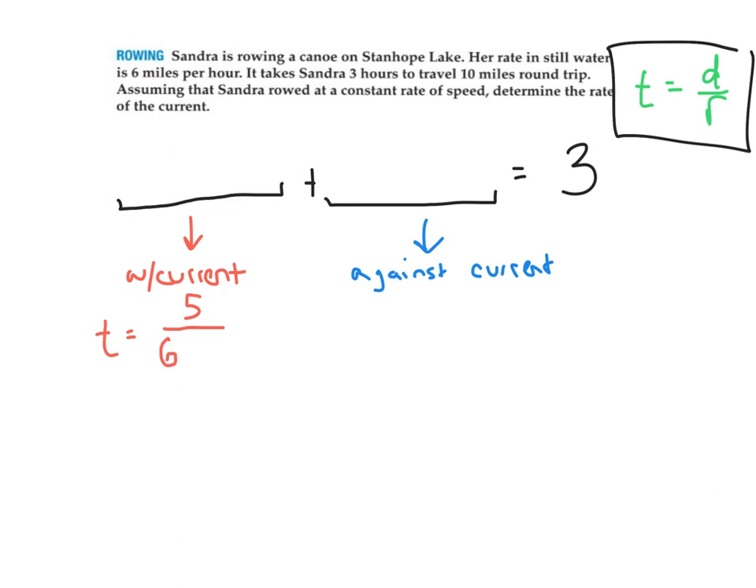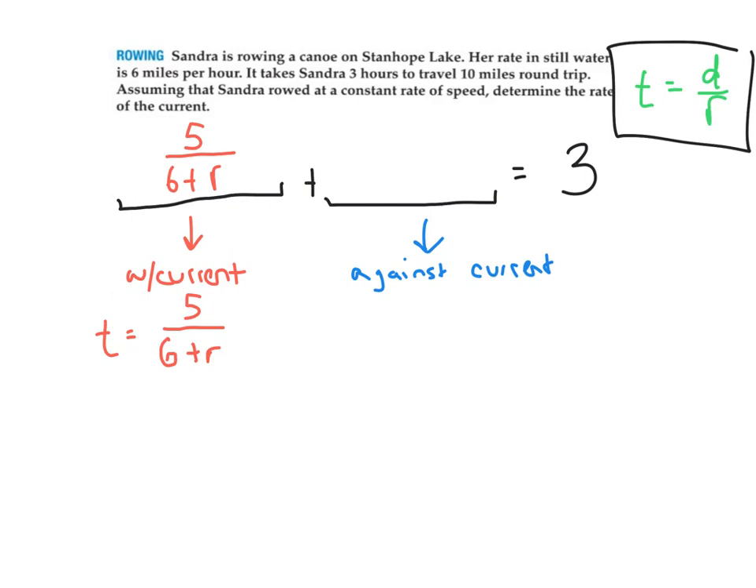Since she's going with the current, she is going to be adding however many miles per hour that current is traveling. So her entire rate would be the 6 miles per hour that she's paddling on her own in still water, plus whatever she's getting pushed along by the current. So if we come back up to our equation, our time is 5 over 6 plus r.